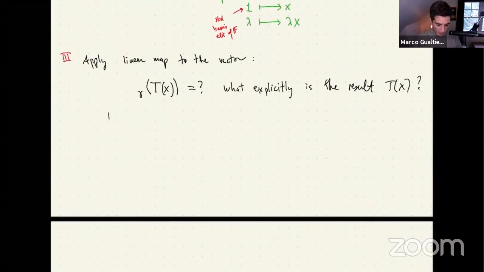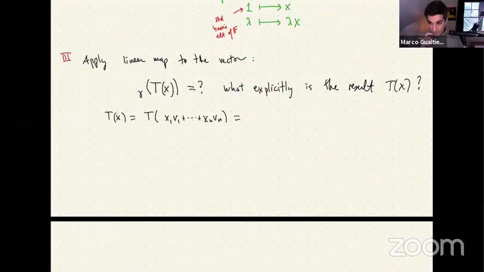What I need to do is take T and apply it to X. But what is X? X is x1 v1 plus all the way to xn vn. And this is going to be x1 T of v1 plus xn T of vn. This is using linearity of T.